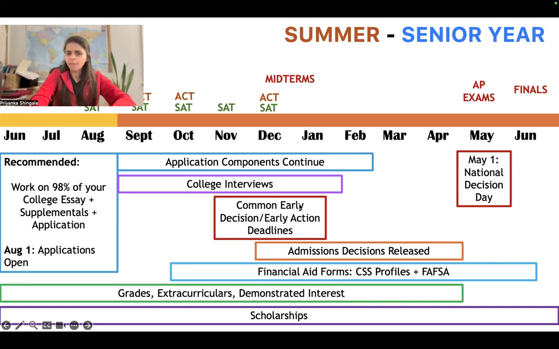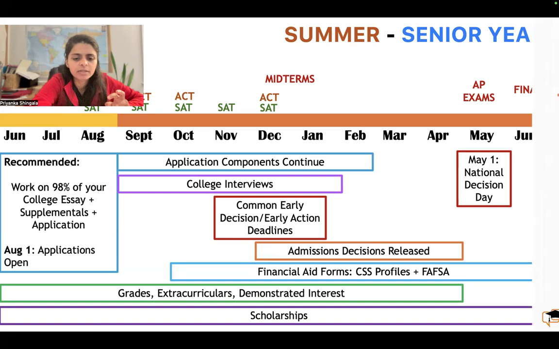Okay. Common deadlines for early action, early decision. Early action, October 15th, November 1st, November 15th. Early decision, November 1st, November 15th, or January 1st, January 15th. Or some universities have two binding cycles. So they have two, I think I have a slide for this.